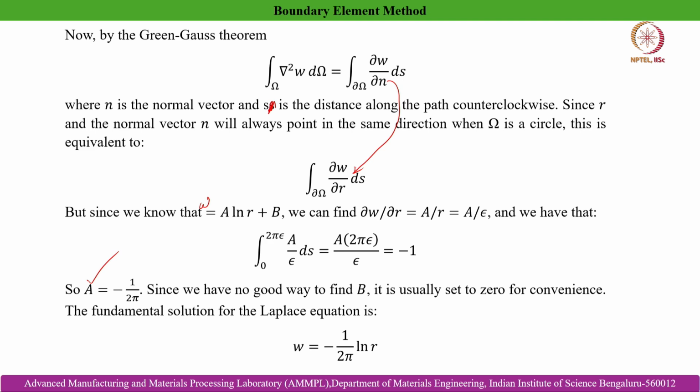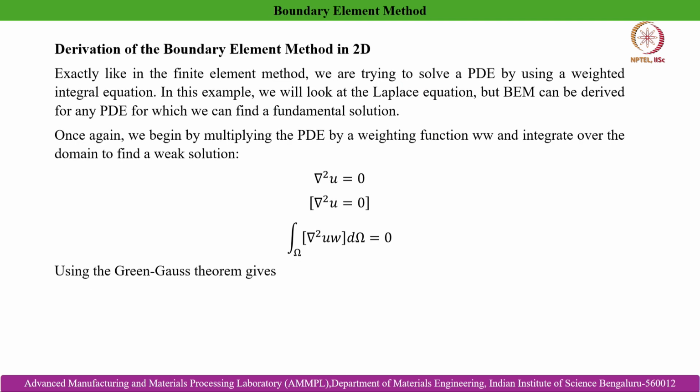So the fundamental solution to the Laplace equation, that means grad square w is equal to 0, becomes w is equal to -1 by 2 pi ln r. So now we have found the fundamental solution. Now we can use it as a weighting function to achieve the set of matrix-based algebraic equations by applying the boundary element method to the same equation, that means the Laplace equation, that we will be discussing next. So here now we will discuss how we can derive the boundary element based algebraic equations in 2D.